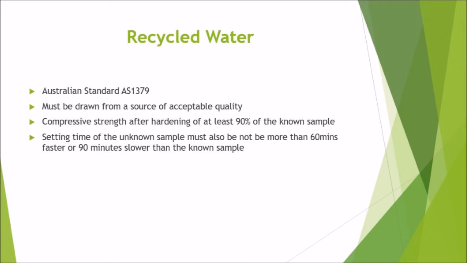of acceptable quality. The acceptability of a water source, according to AS 1379, is tested using test samples of concrete mixed with a known acceptable source of water and the untested water. In order for a sample to be used, it must demonstrate a compressive strength after hardening of at least 90% of the known sample. The setting time of the unknown sample must be not more than 60 minutes faster or 90 minutes slower than the known sample. The failure of these tests can indicate significant detrimental impurities which can affect the concrete's short and long-term properties.